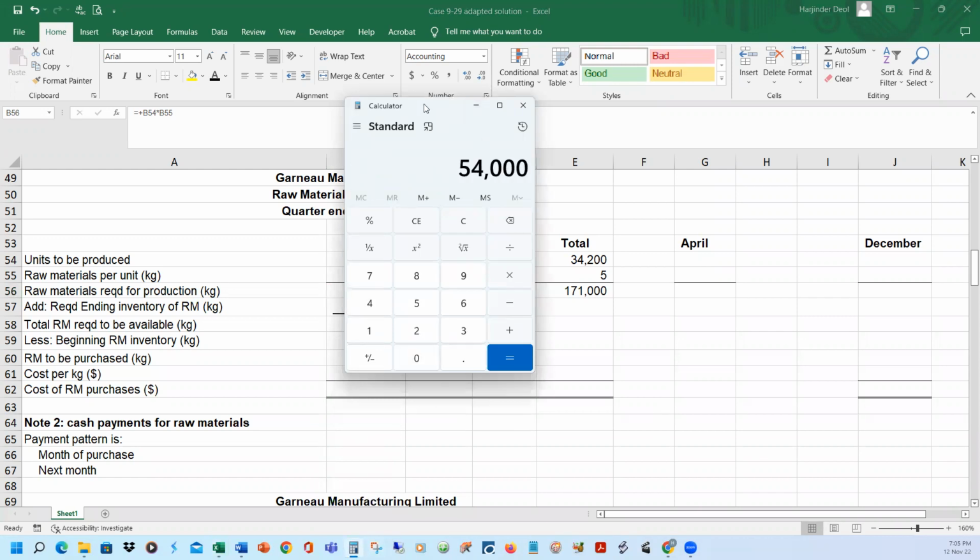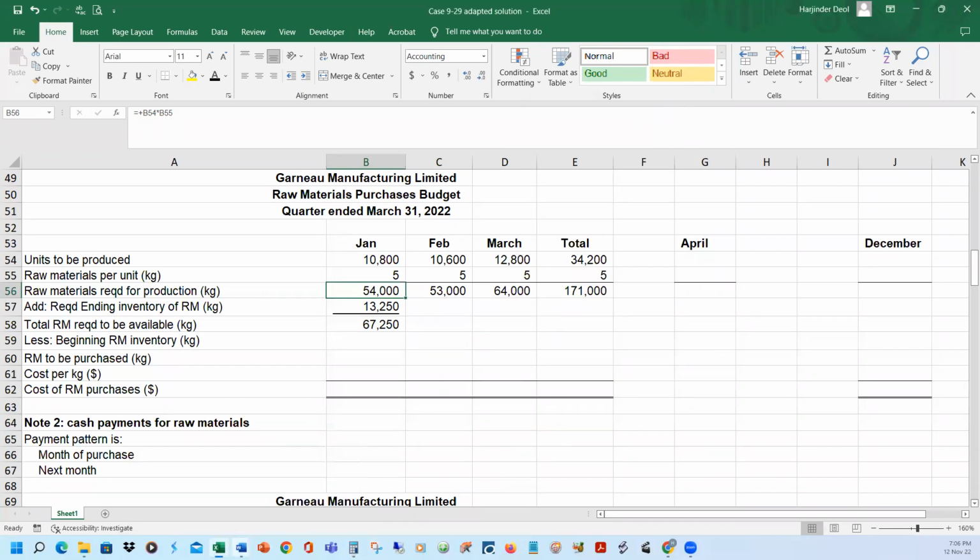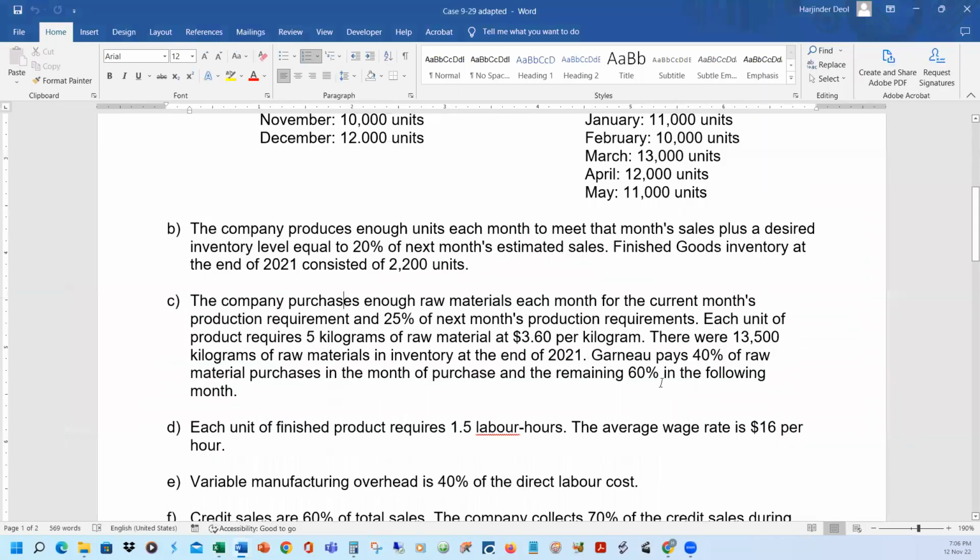54,000 is the quantity of materials needed for production in January. 25% of that works out to 13,500. We should have 13,500 kilograms in raw materials. Let's go take a look in the case. What do they tell us?